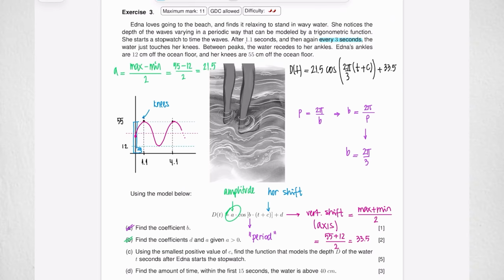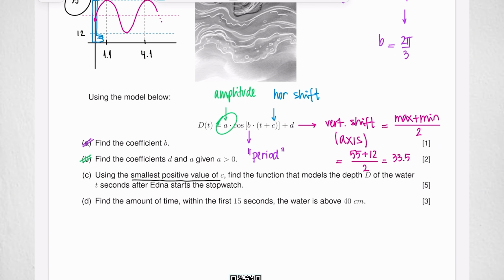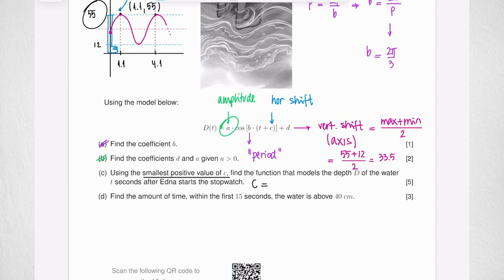Now, given that at 1.1 seconds, the height is 55, given that the water is touching her knees, you can use the numeric solver with this function and this point right here, which means that you're going to throw the point (1.1, 55) into the function. So 55 equals 21.5 cosine of (2 pi over 3)(1.1 plus c), where you're going to need to replace c by x in your calculator, plus 33.5. When you plug it into the numeric solver, make sure that your interval is from 0 to a big positive number. Don't use negative numbers in your interval because the question is asking for the smallest positive value of c. And when you do so, you should get c equal to 1.9.